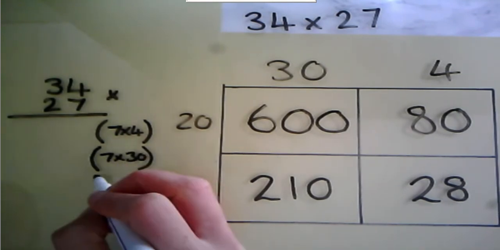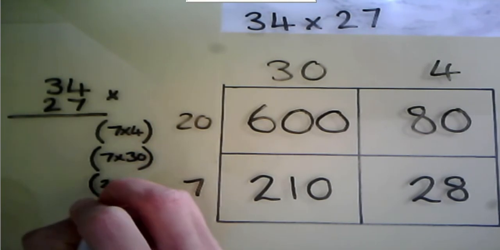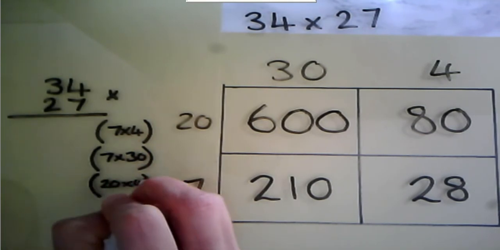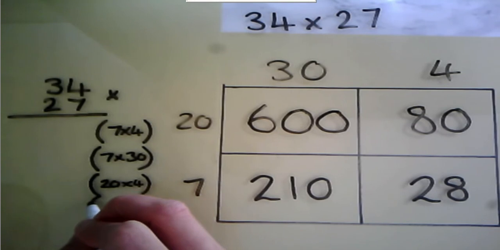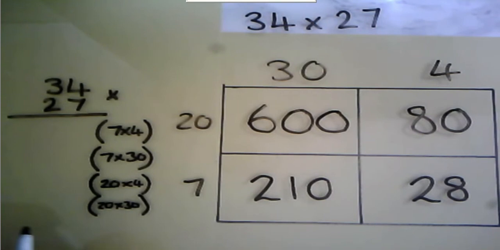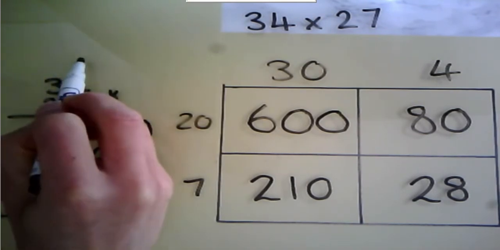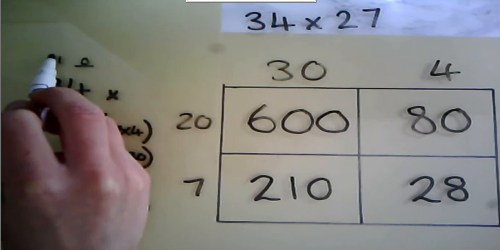Okay. Then I'm going to move to my tens. I'm going to say, right, I've got 2 tens and I'm multiplying it by 4. So I have the calculation 20 times 4. And then the final calculation is my 20 times 30. Okay. So can you spot where those calculations came from? And then all we do is we write the answers in the correct place value columns. So if it helps, write in your place value columns.